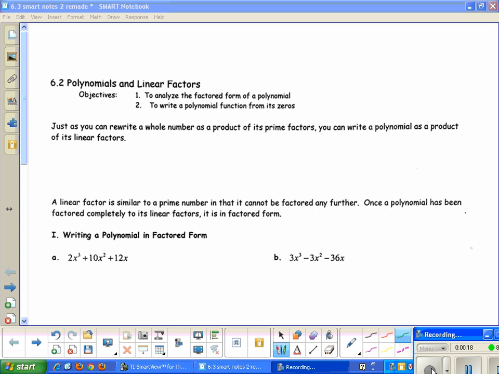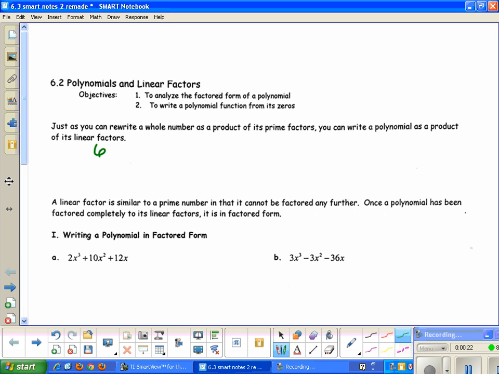So just to look at our whole number, let's say we have the number 6. If I use my factor tree and factor, this becomes 2 and 3, and those don't factor anymore, so those are prime numbers, which are numbers divisible by 1 and itself. So the way that we can write this is 2 times 3 is equal to 6, as the product of its prime factors. Well, the same thing can happen for a polynomial equation.